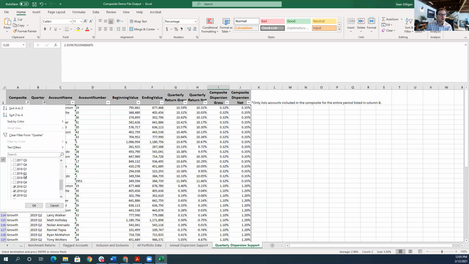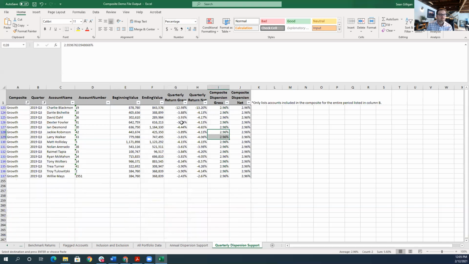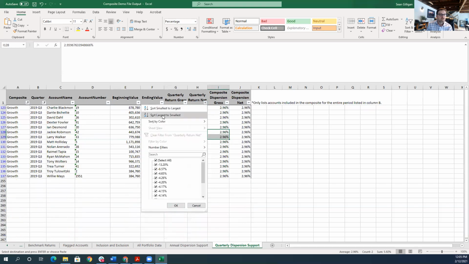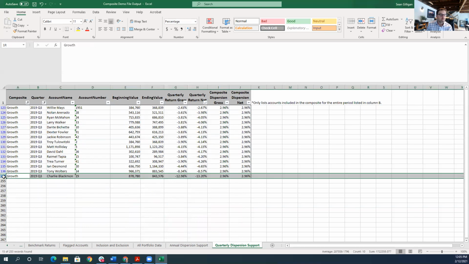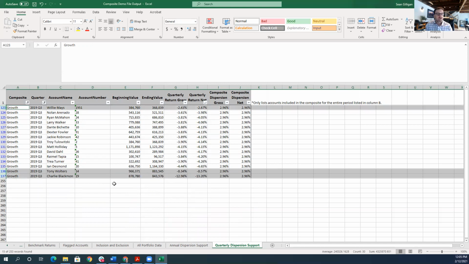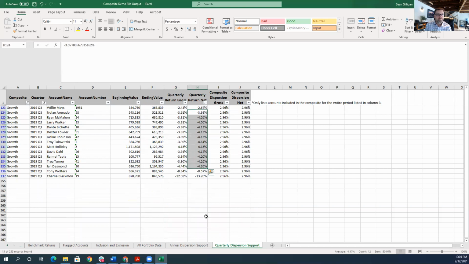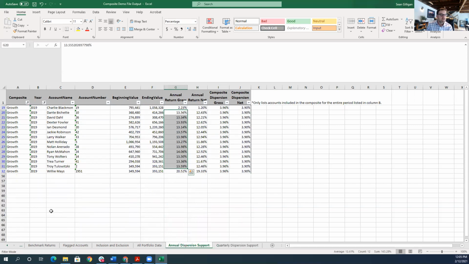We can isolate that. And maybe just sort so we can see in order. So we can see a couple jumping out on either end that we may want to look at to make sure they do belong in the composite and there isn't any kind of restriction going on there. Again, with these removed, dispersion would be much tighter if we were only looking at these. So that's the key point.